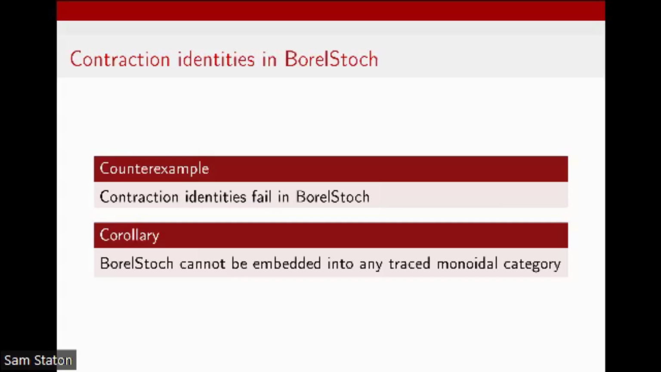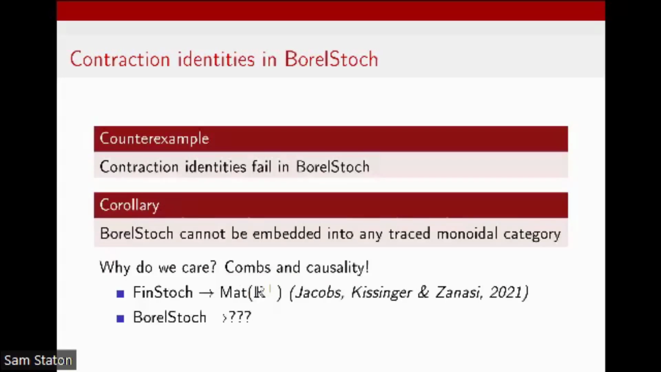Why do we care about this? Like, you never wanted to do that in your life? Well, Combs and causality. There was this paper by Jacobs, Kissinger, and Zanasi in 2021, in which they solve a causal inference problem using string diagrammatic techniques in InfStoch. And for that, they actually used an embedding to a compact closed category of matrices with positive entries to be able to use the cup and cap structure that's available. I will later get back to this example when we talk more about Combs. But it is a priori not clear how we would do a similar thing for BorelStoch.